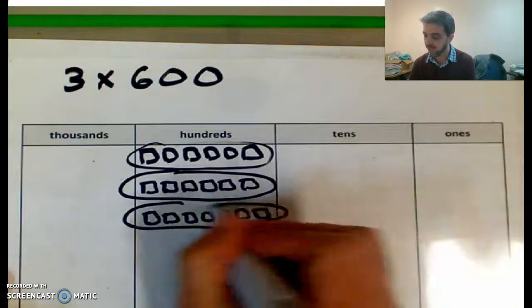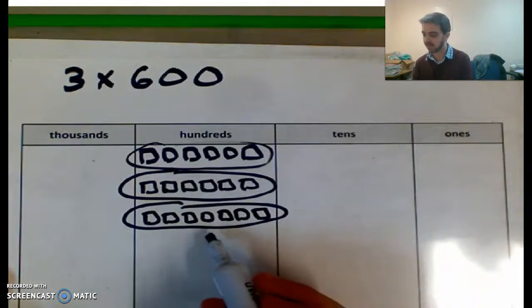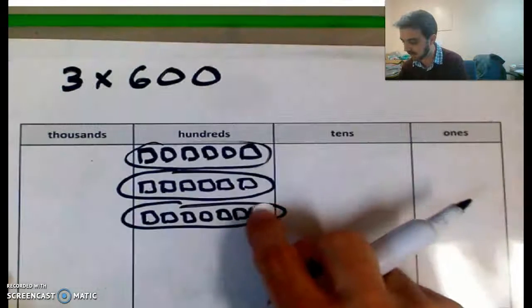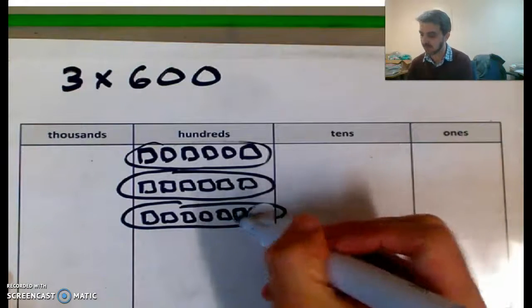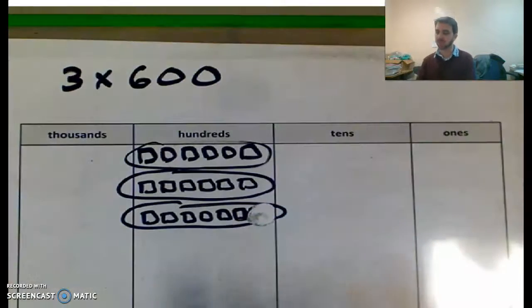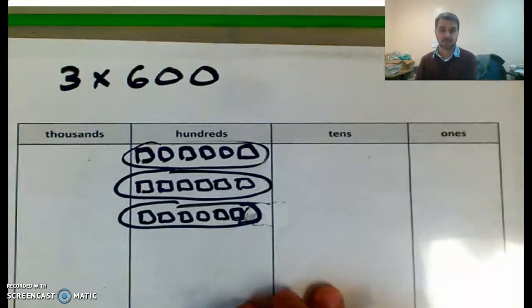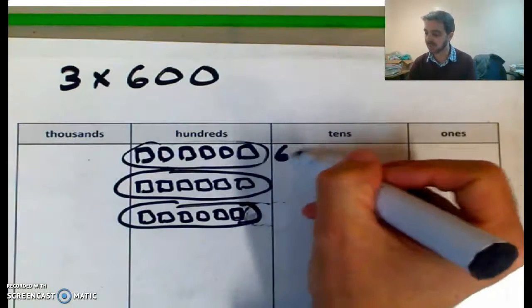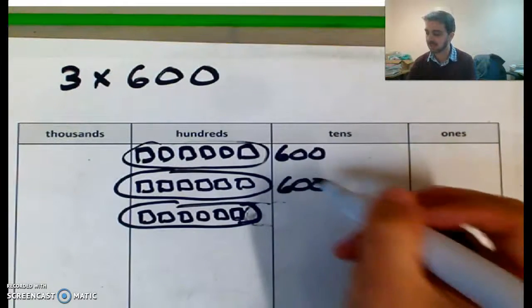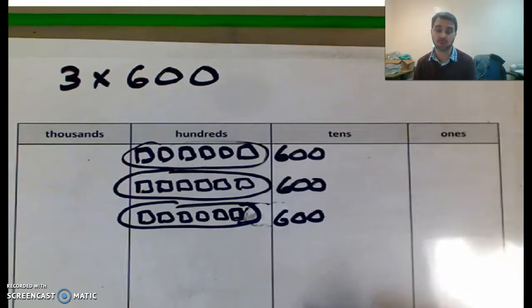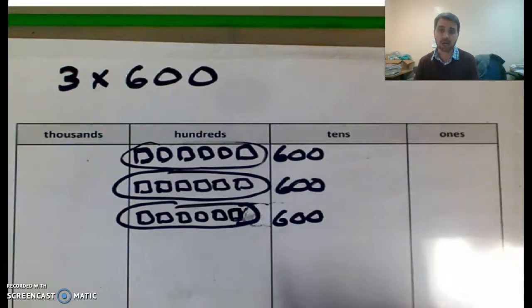So now I have 3 groups. 1, 2, 3, 4, 5. Did I just draw 7? 1, 2, 3, 4, 5, 6. I did. Silly, Mr. McAndrew. All right. So now I have 3 groups of 600. So I could say I have 600 plus another 600 is 1,800 plus another 600 is 2,400. That's a lot of work.